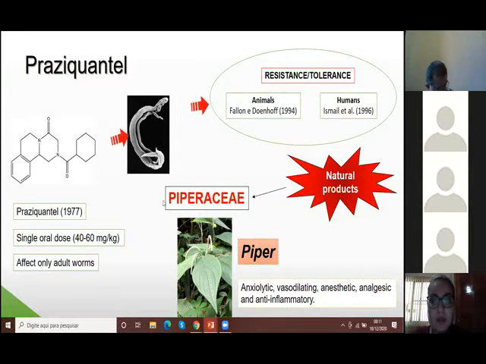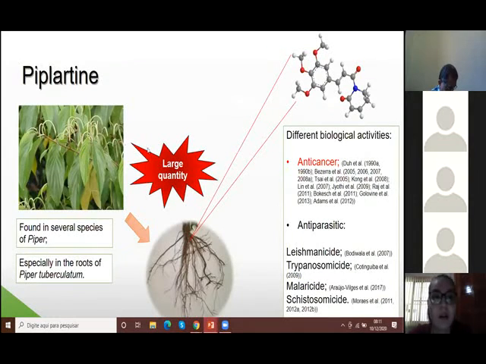Based on this, we looked at the Piperaceae family, mainly the plants of the genus Piper, which have anxiolytic, vasodilating, anesthetic, analgesic, and anti-inflammatory properties registered. In relation to the molecule found in these plants, piplartine is found in several species of Piper, especially in roots of Piper tuberculatum.